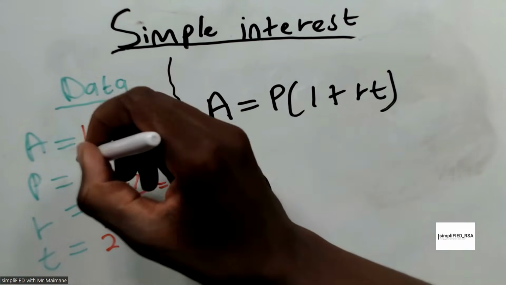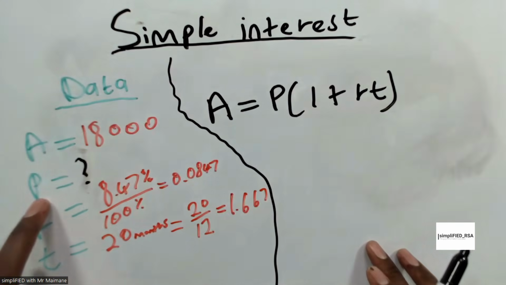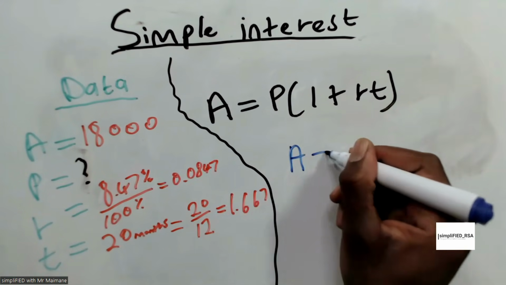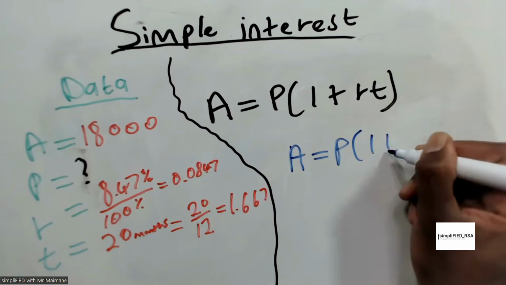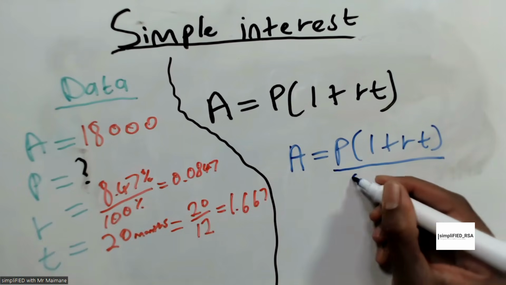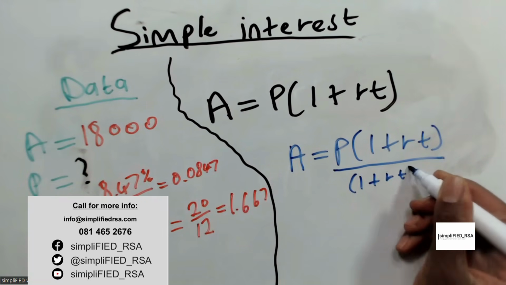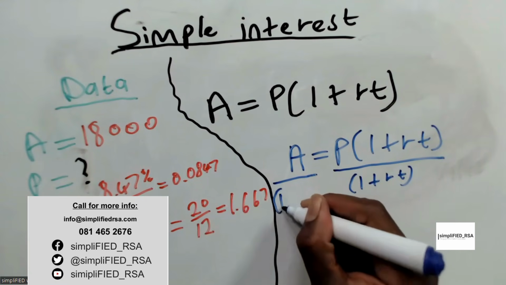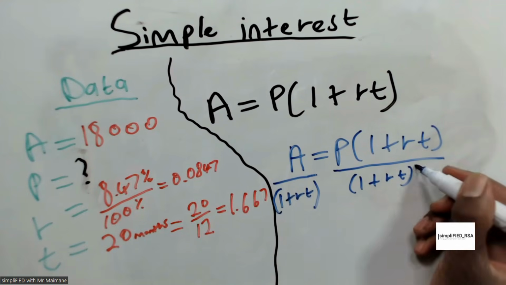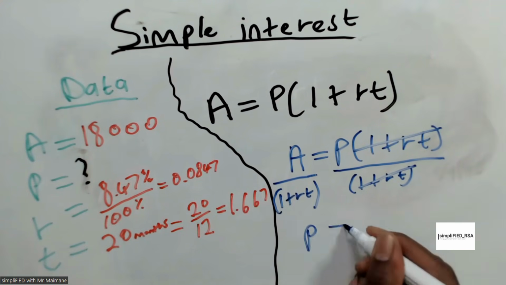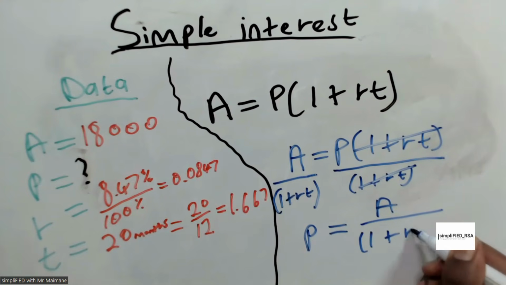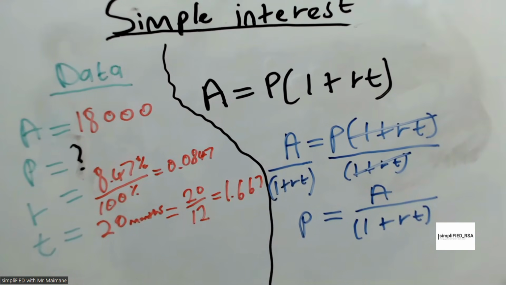Now I have this information. All I need to do is calculate how much Joanne must invest now. What is the present value? From A equals P(1 plus RT), if I have to calculate P, I can make P the subject of the formula. I'll divide by 1 plus RT on both sides. This will cancel, and then I'll have P equals A over 1 plus RT.